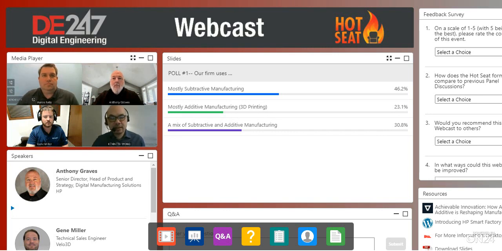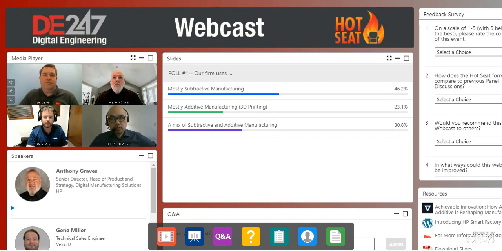What does this bar chart tell you? What does it suggest about the industry and where it is heading? Actually, I'm quite encouraged by it. The mixture is higher than I would have thought. I think that certainly subtractive manufacturing is going to dominate, right? It does dominate. It's fantastic.